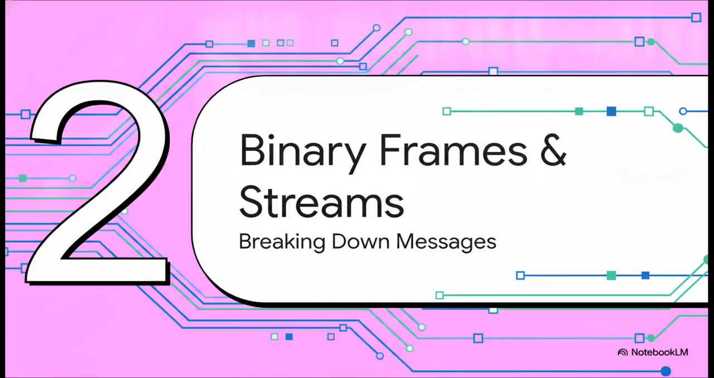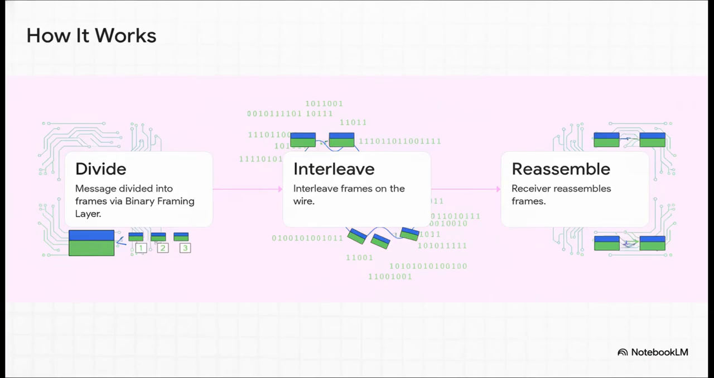Section 2, binary frames and streams. Let's see how multiplexing actually builds upon this core concept. How does this work in practice? Well, it relies on a very strict process. The binary framing layer takes your messages and divides them up into discrete frames, interleaves them on the wire, and then magically reassembles them on the other end, regardless of what order they arrived in.